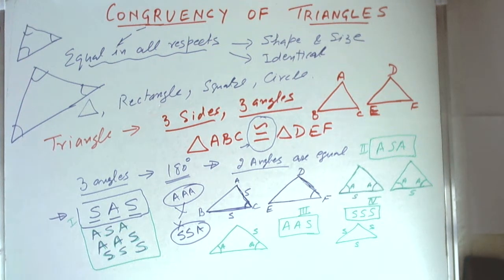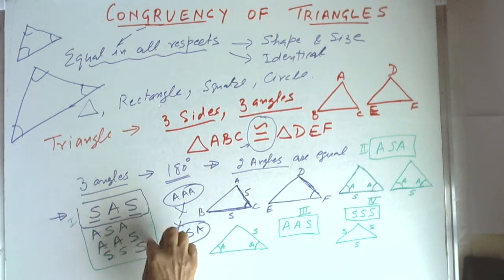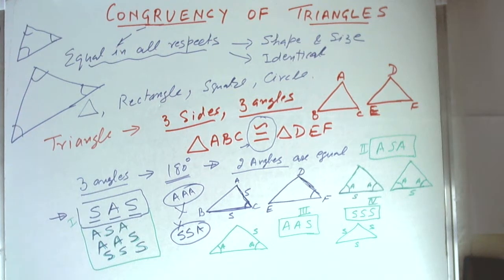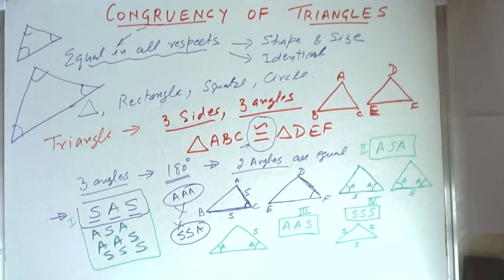So in the examination, when we have to prove whether the two triangles are congruent or not, we have to see whether any of these four rules are applicable. So we need to work on that. And remember that if all three angles are equal, the triangles are not necessarily congruent.